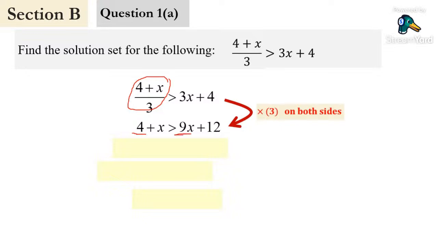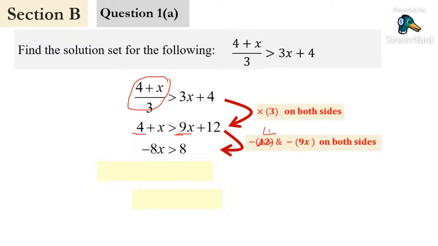On the right hand side, I don't want the x. I need to minus 9x on both sides. So as a result, sorry, it's supposed to minus the 4 and also minus the 9x on both sides. So I get minus 8x greater than 8. So check, tolak 4, kosong. Tolak negatif 9, negatif 8x. Tolak negatif 9x, x hilang. Tolak 4, 8.